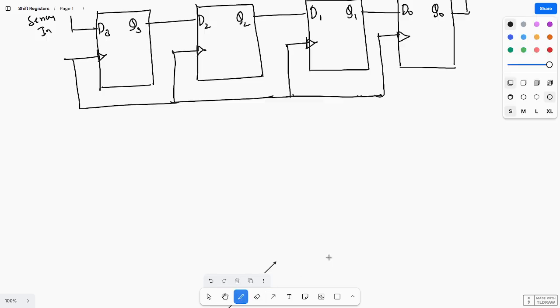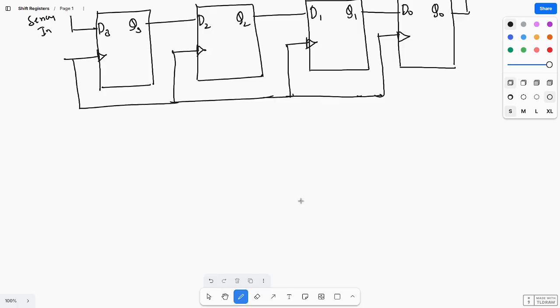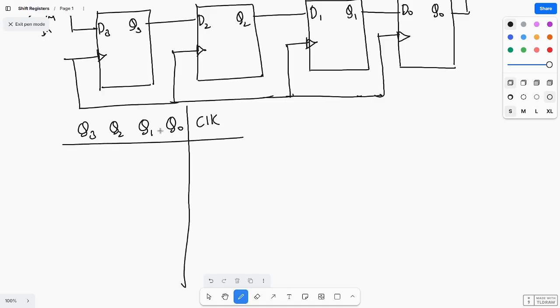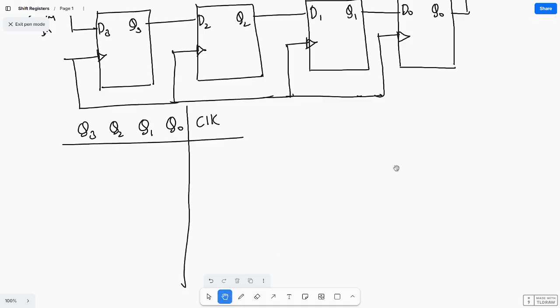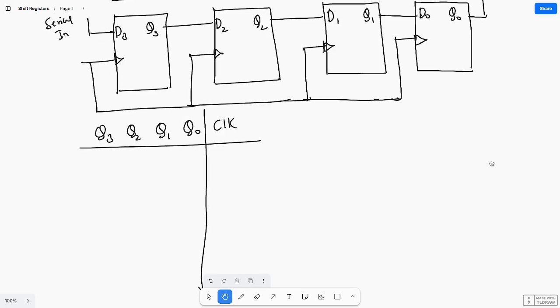So I'm writing this one. One second. Here, serial in, serial out. So I'm drawing the truth table. Let us take Q3, Q2, Q1, and Q0, and clock. I want to shift serially, the bits 111.